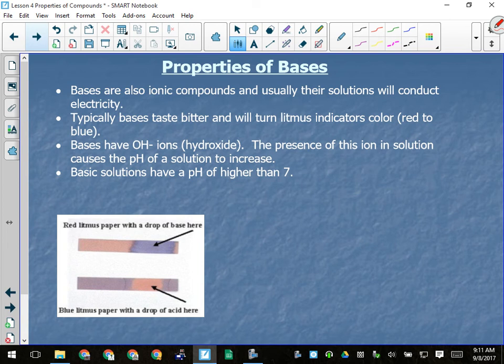Now bases are also ionic compounds. If they're a strong base, there are weak bases, obviously, and they can be molecular compounds, but typically your strong bases are ionic compounds, and they always contain hydroxide. So acids contain H+, bases contain OH-.